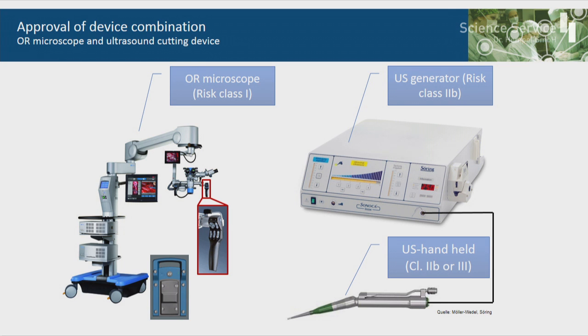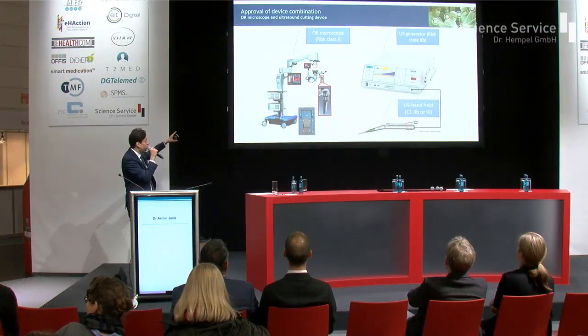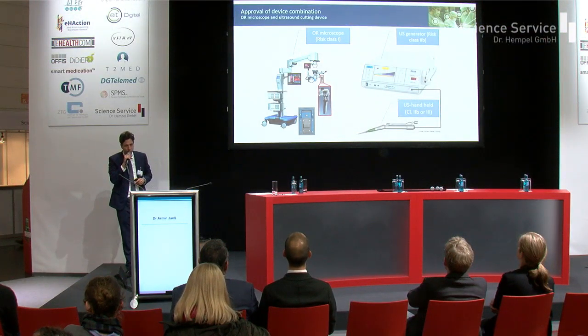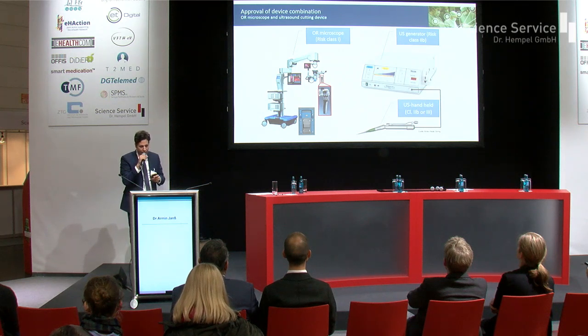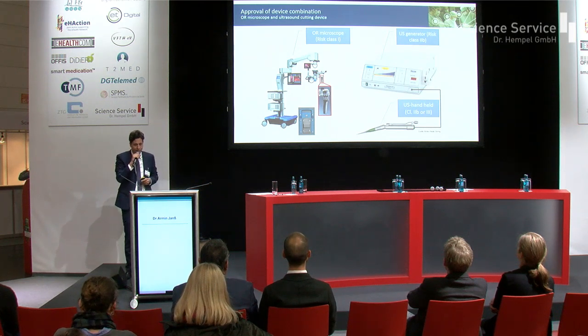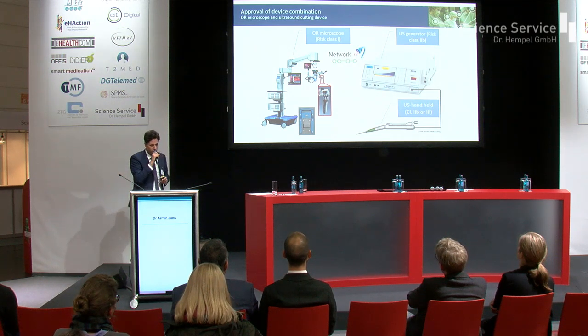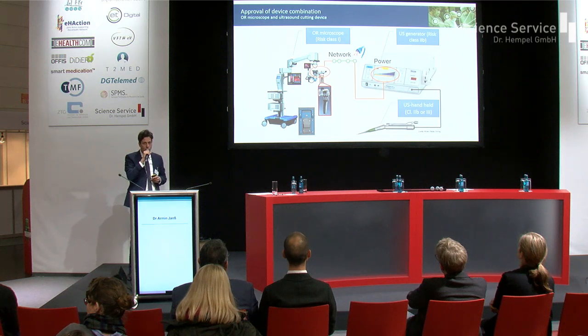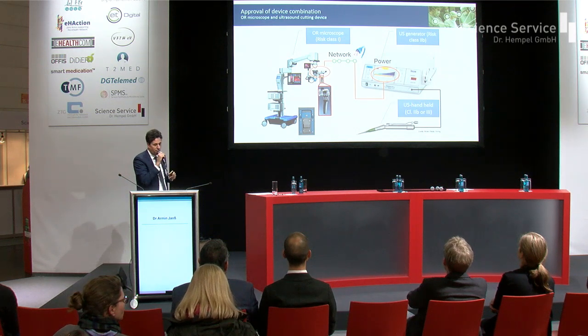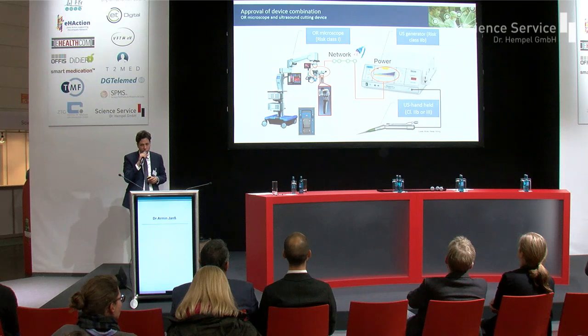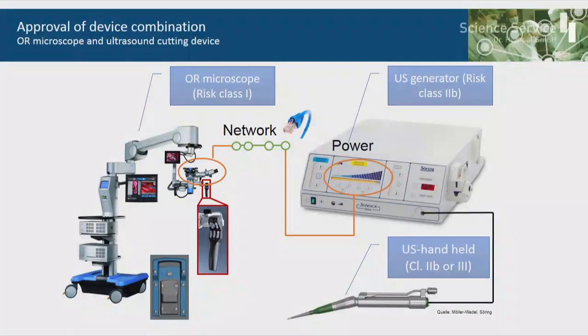So before I talk about the challenges regarding the approval process and the risk management, let me start with an example of a device combination. There you see on the left the OR microscope, risk class 1. On the right side, an ultrasound device, a handheld, class 2B or 3. And you can imagine that the surgeon or the personnel wants to have a look in the camera image at which parameters are set in which way, for example the power. This is just a visualization.